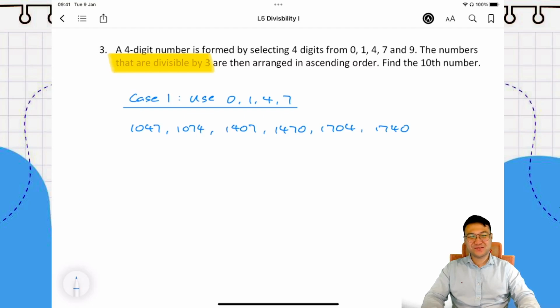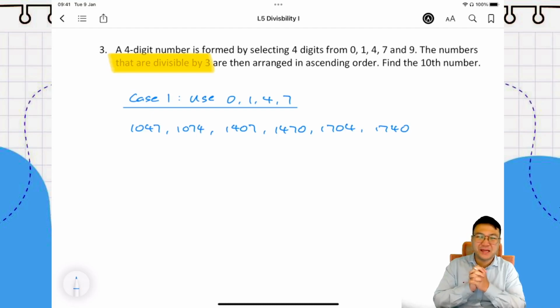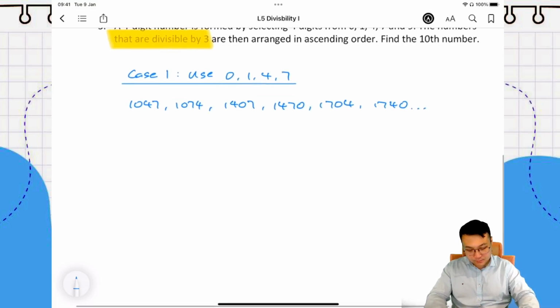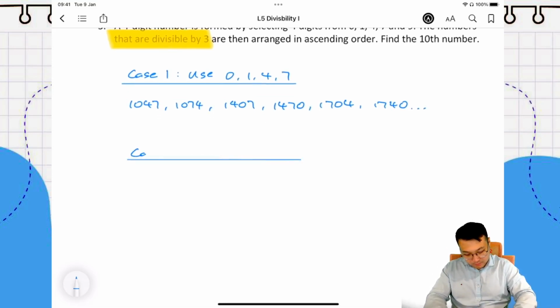Can we form any other number using 0, 1, 4, 7? Yes, starting with 4 and starting with 7. You can form 4,000 and something or 7,000 and something, but you know what? That's a little bit too big, because we are trying to arrange numbers from smallest to biggest. And if you have 4,000 and 7,000, those numbers will be somewhere at the back. So let's just stop here first. Let's just write ... first. Study case number 2 first.